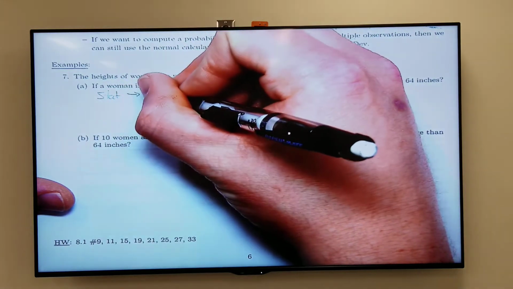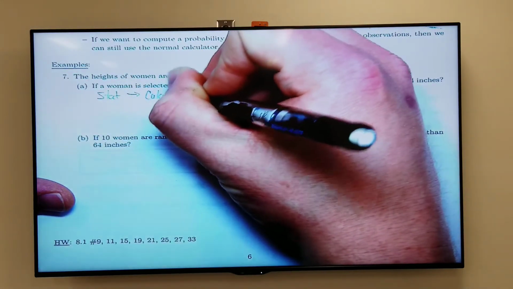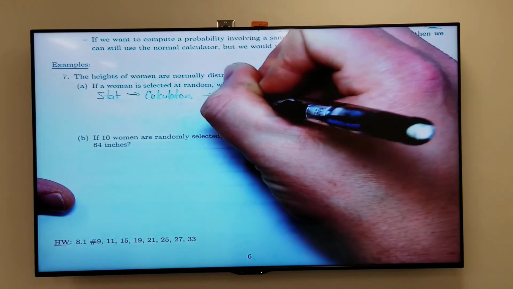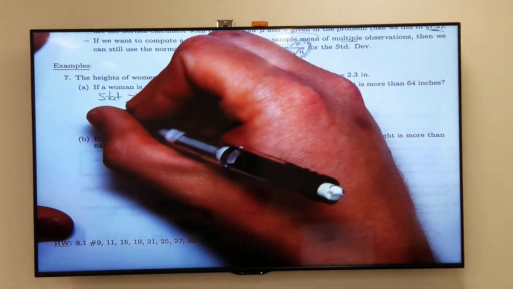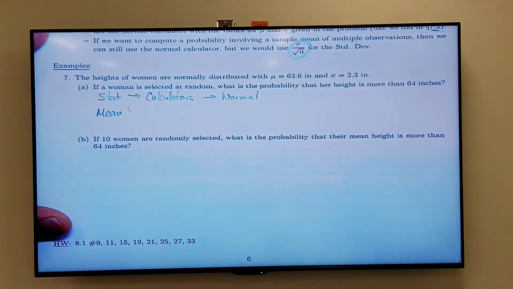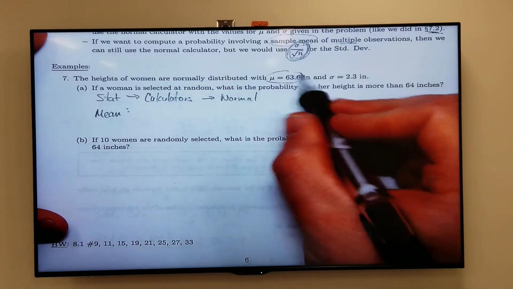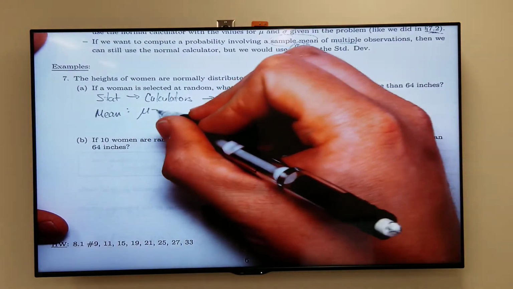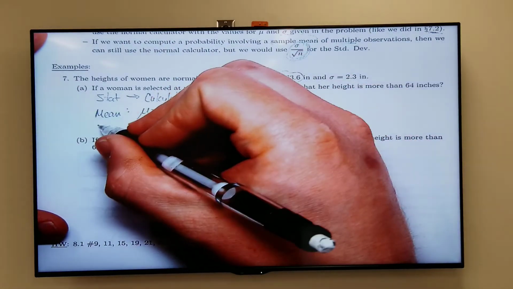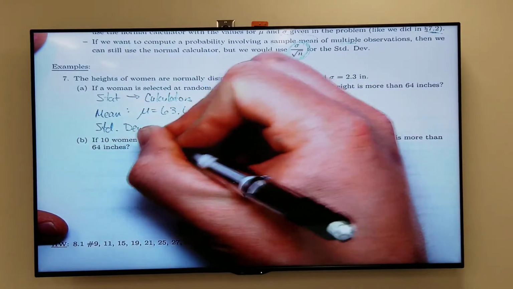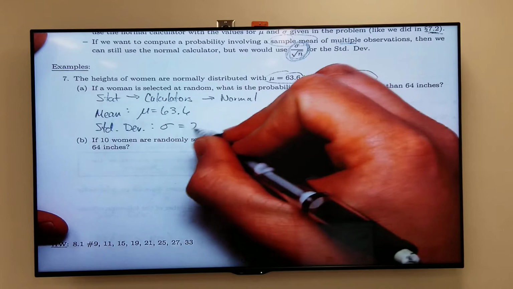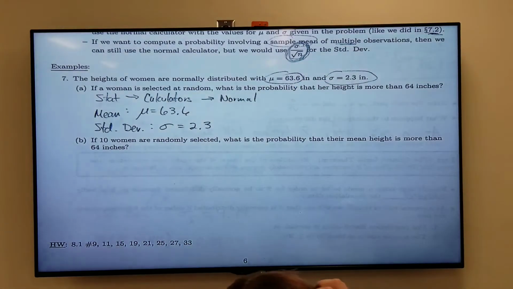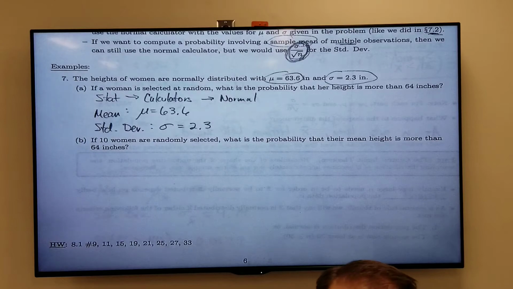So we're going to go to Stat, Calculators, Normal. When we get there, we're going to be prompted to enter something for the mean. We're told that the mean is 63.6 inches. And we're going to be prompted to enter something for the standard deviation. We're told the standard deviation is 2.3 inches. That's the value that we're going to use for the standard deviation because we're only talking about a single woman.